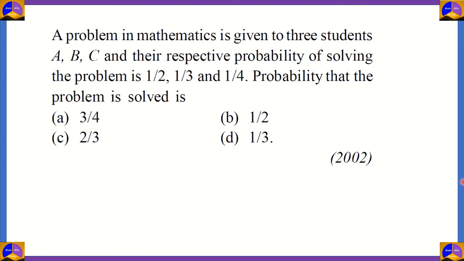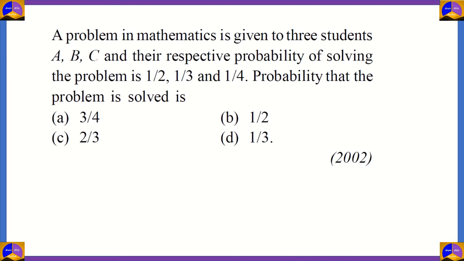The first problem states, a problem in mathematics is given to 3 students, A, B, and C, and their respective probability of solving the problem is 1/2, 1/3, and 1/4 respectively. We need to find the probability that the problem is solved. This question was asked in 2002. So, how do we solve this question?